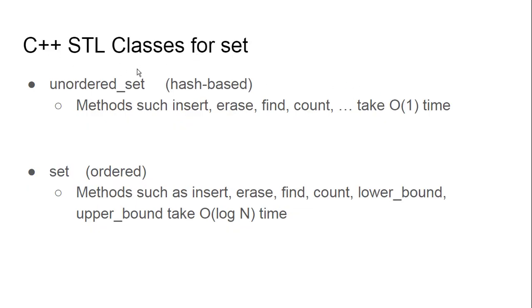And C++ has unordered set and set, these two classes. So unordered set corresponds with hash set in Java. It's based on hash, and this operation takes constant time. Set is similar to tree set. It's an ordered set, and the operation takes a log time.